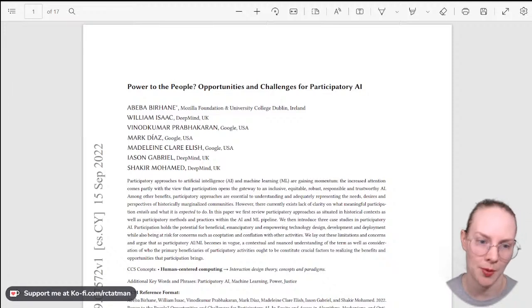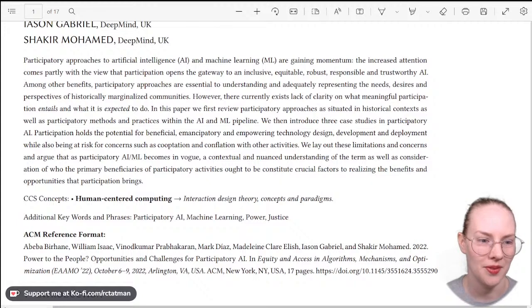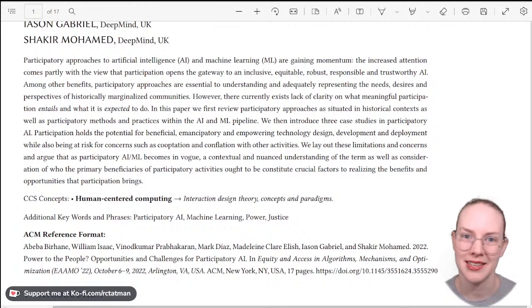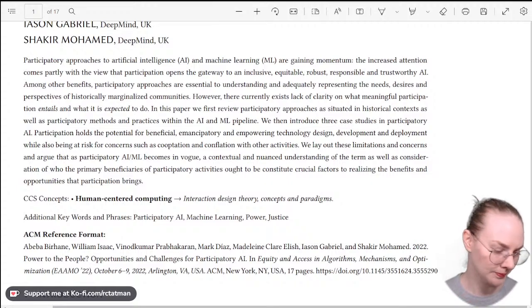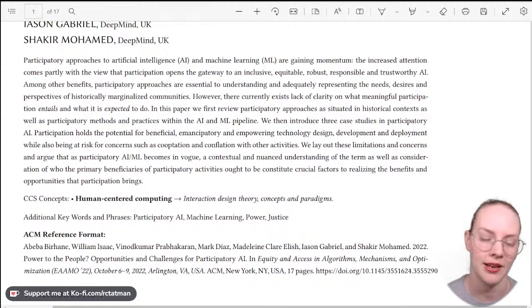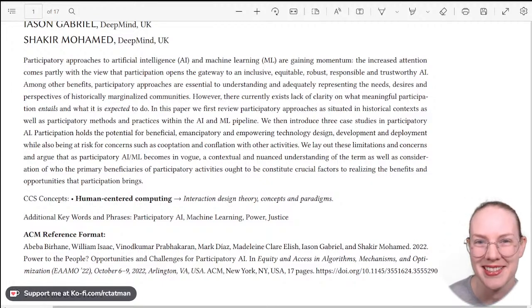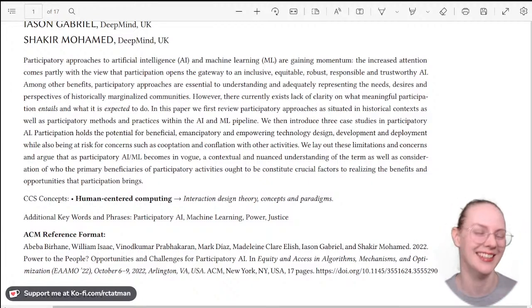So this is by Abeba Birhane and co-authors about opportunities and challenges for participatory AI, which basically is that the people who are affected get a say, right? I want to say it came originally from disability activists, but I could be wrong on that. Feel free to correct me. There's a saying, nothing about us without us, right? So sort of pushing back against paternalism and, I mean, honestly, if you expand it, colonialism and imperialism.